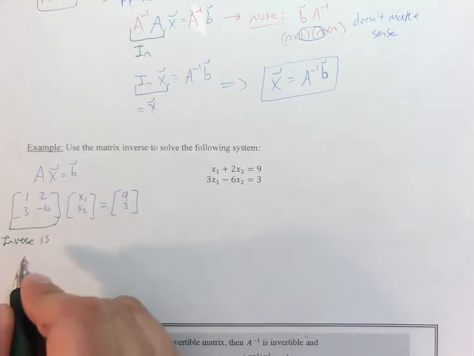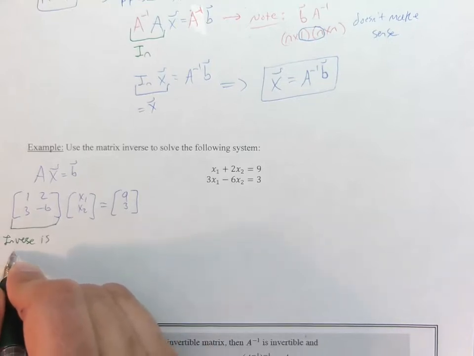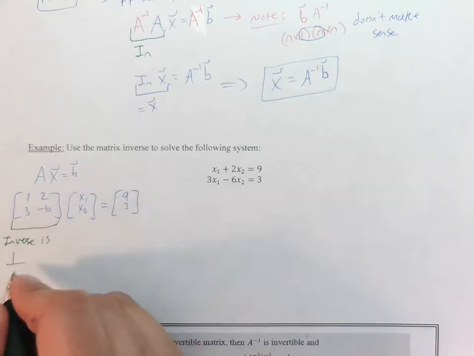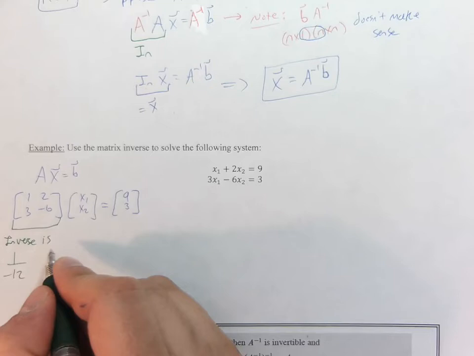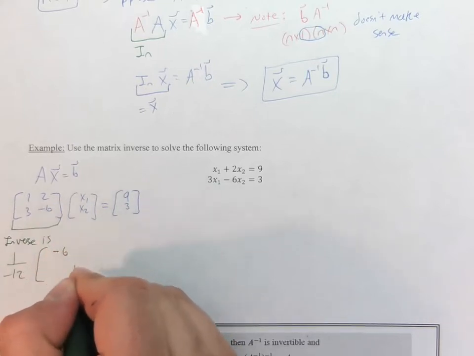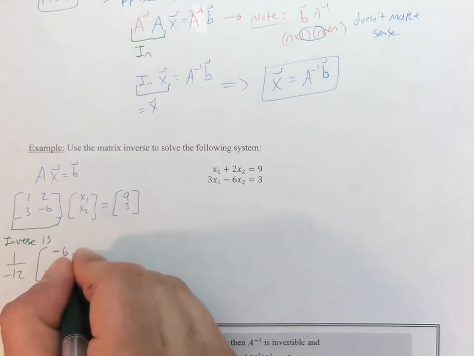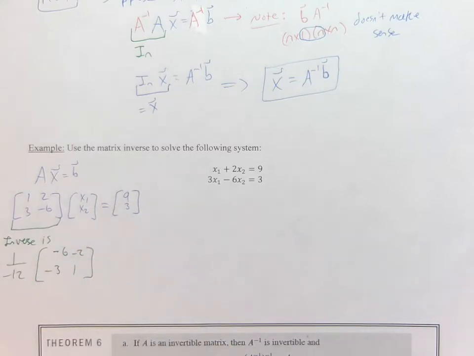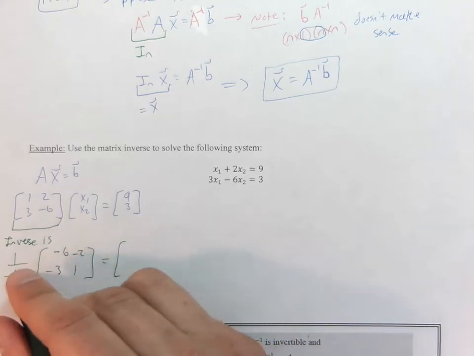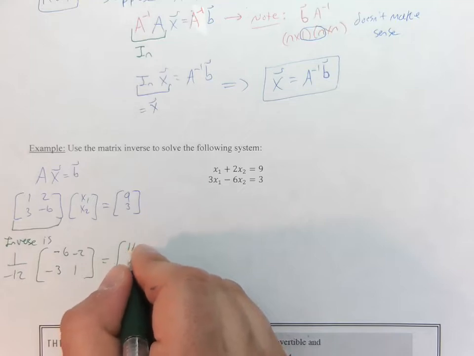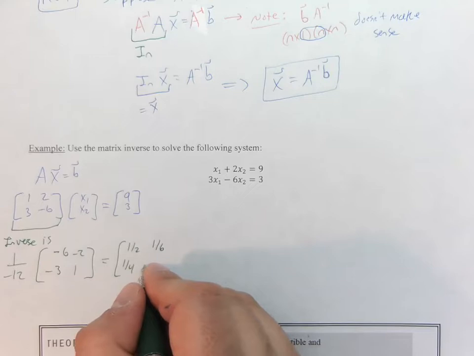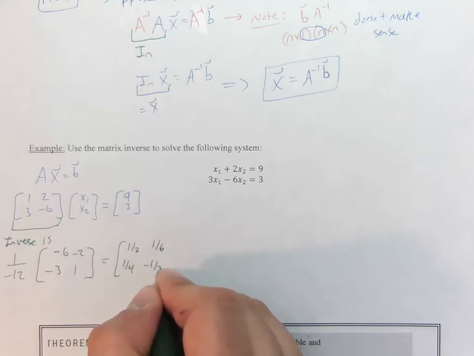So the inverse is 1 over AD minus BC, so 1 over minus 6 minus 6, so 1 over minus 12, times, switch the A and the D. So minus 6 goes here, 1 goes there, and then you switch the signs of these two. And so this simplifies down to, you divide all these things by negative 12, right? So it simplifies to 1/2, 1/6, 1/4, negative 1/12.